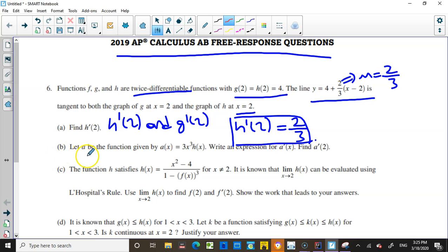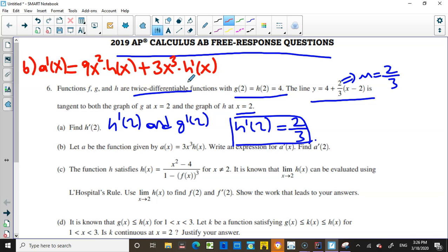Then let's focus on part B. It says let a be the function given by a of x is equal to 3x cubed times h of x. Write an expression for a prime of x and evaluate this expression at x equals 2. Before I do that, if I apply the product rule, I take the derivative of the first function, which is 3x cubed, so it's going to be 9x squared times the second function, plus the first function itself times the derivative of the second function.